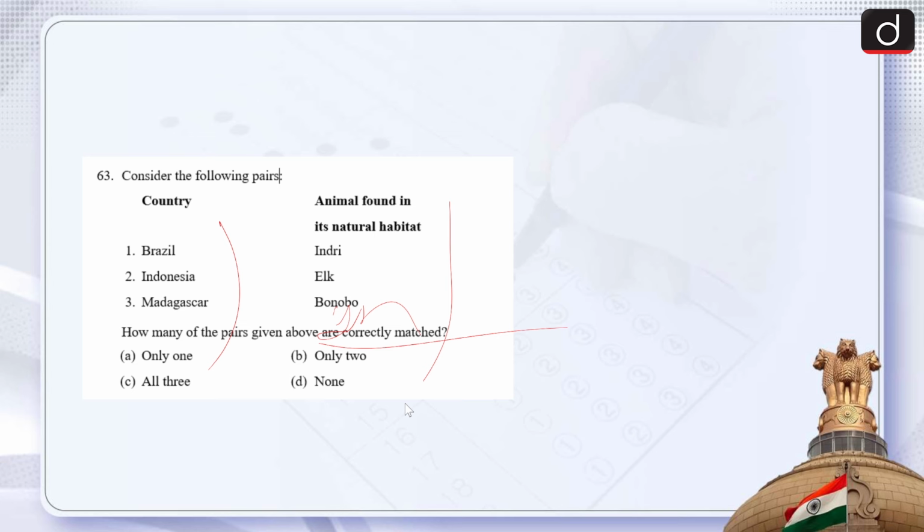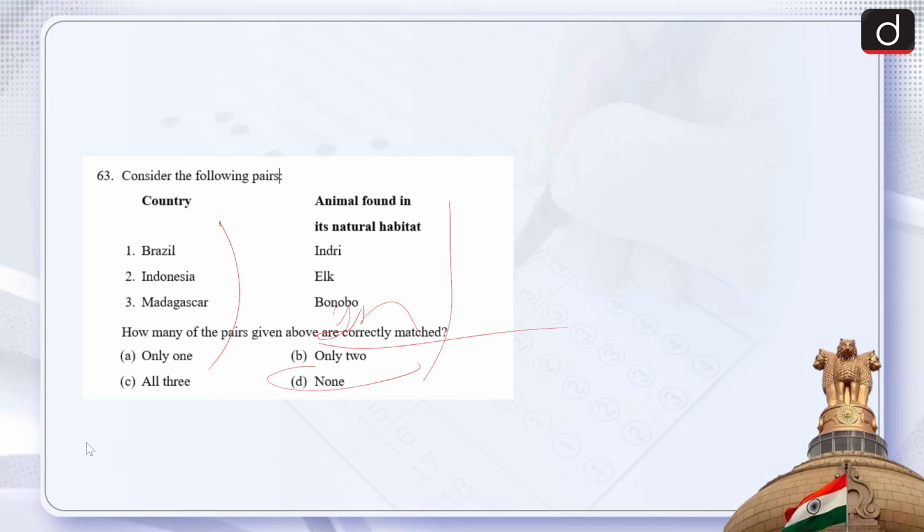And the answer is, so first of all we have to find out which country has which kind of natural habitat. So Brazil, Indonesia, Madagascar, Indri, elk, bonobo. And the answer is D. It means that none of the pairs are correctly matched.